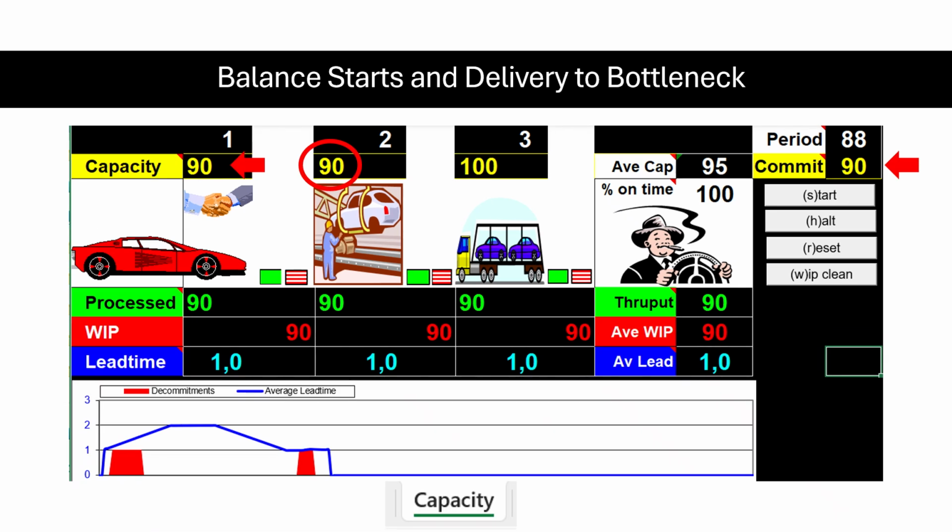Now we can confirm we have solved the problem. We are committing our deliveries to the customer in line with our actual capacity, as dictated by the bottleneck. We are systematically meeting our commitments. We are keeping an inventory level in line with this, and our lead time per step is 1.